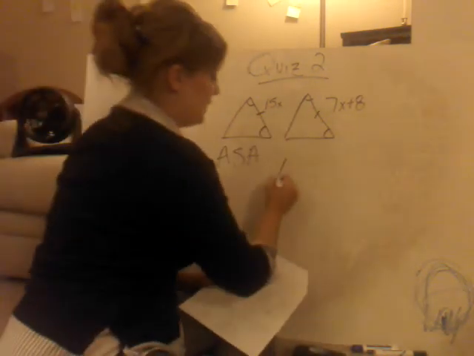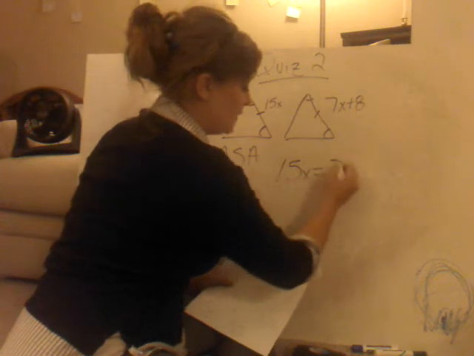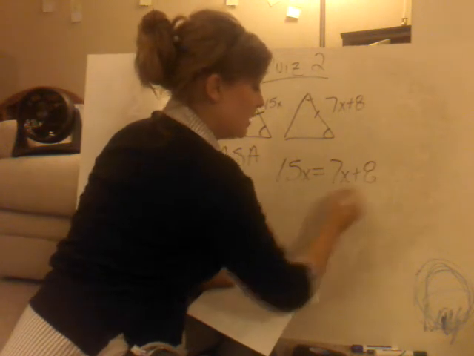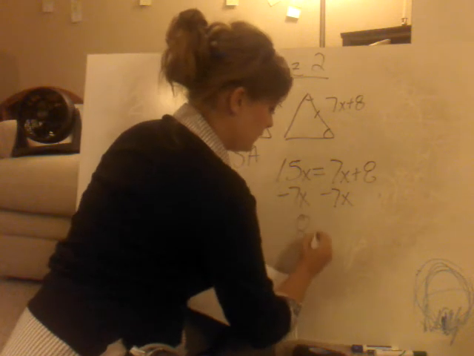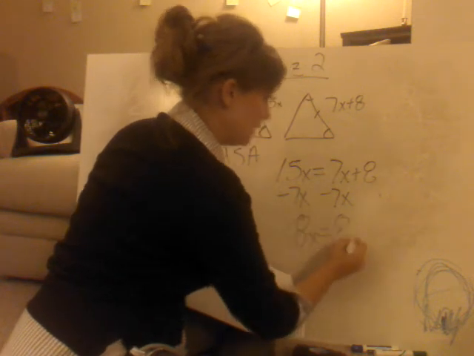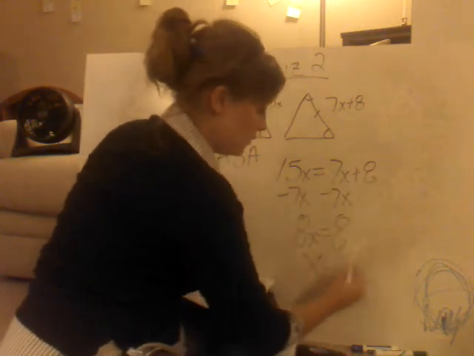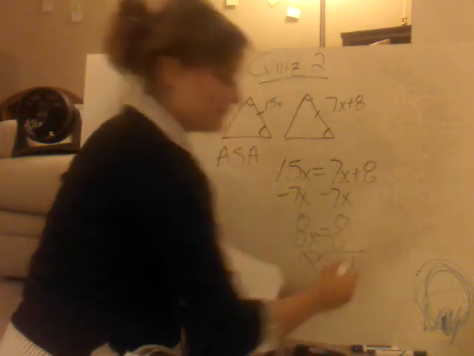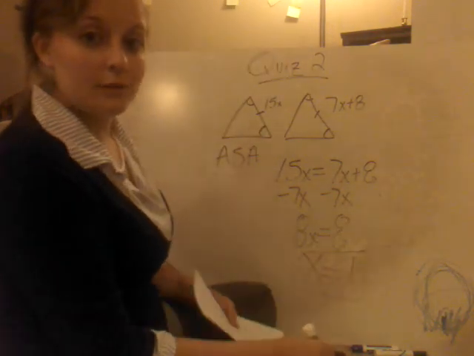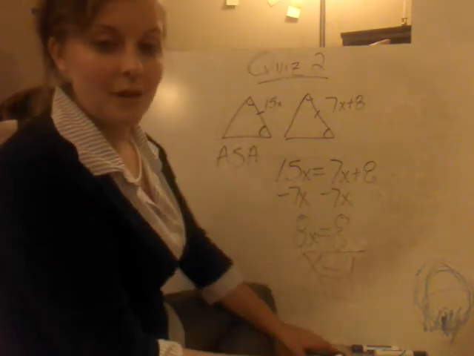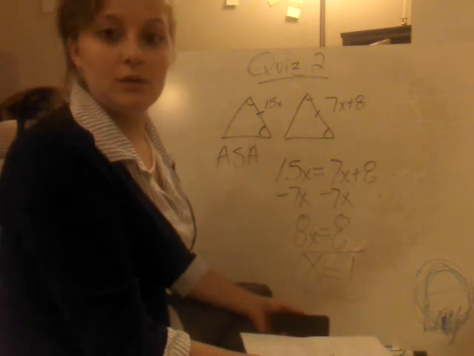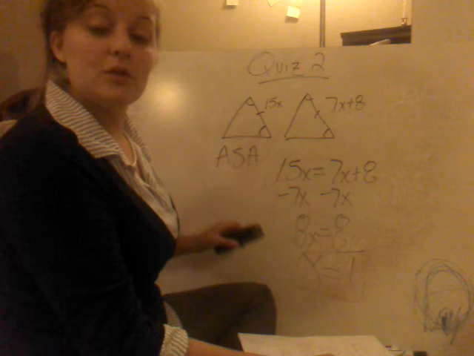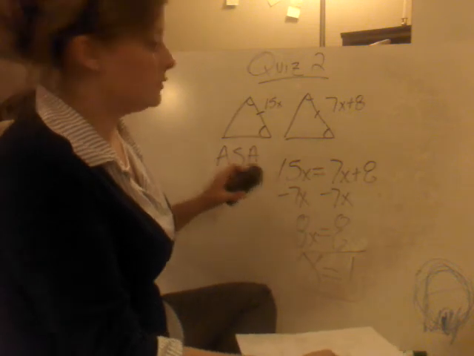So you would set 15x equal to 7x plus 8. Subtract 7x. 8x equals 8. X equals 1. That's all there is to it. X equals 1. I tried to make it as easy as possible while finding the most difficult situation, because I need to make sure that you understand what I'm talking about.